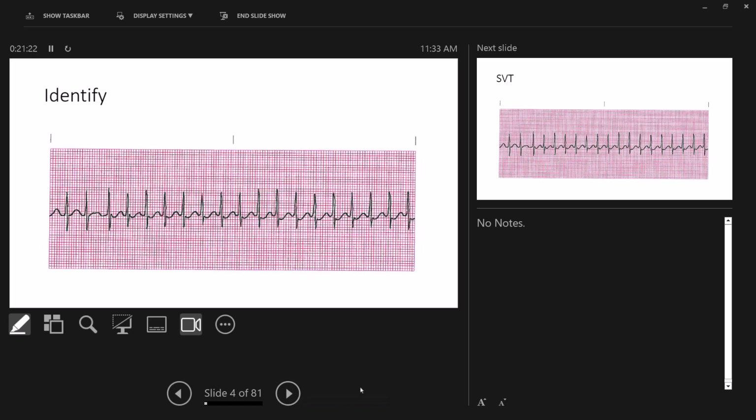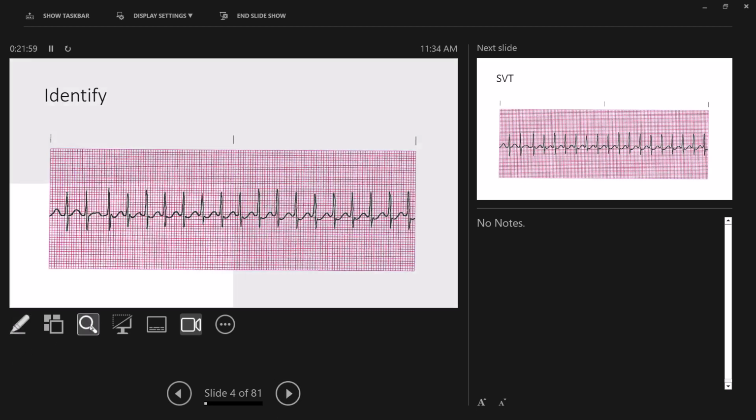Good. Tell me your rate. Okay. So let me ask you a question. Can this be normal? Can this be sinus tach? No. Why not? Yeah, the rate is too fast. Rate is too fast. So we're able to eliminate that right away. Okay. Rhythm. Yeah, it looks pretty regular to me.